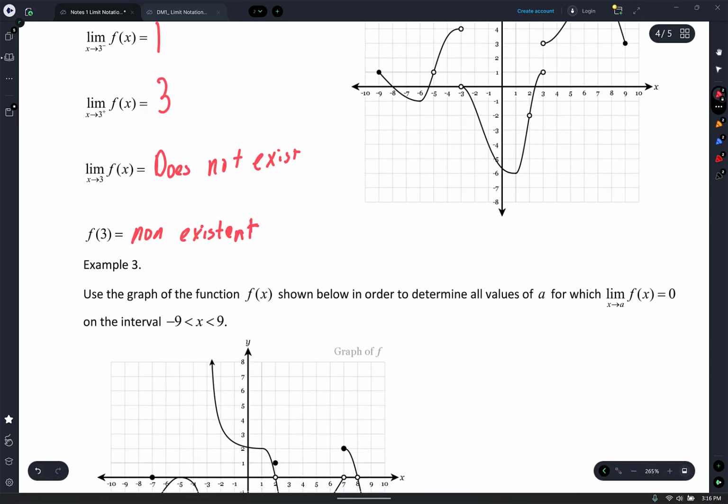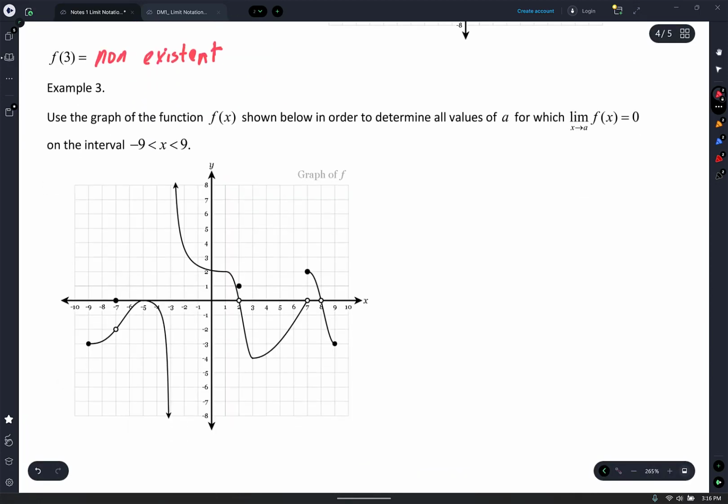All right, example 3. So here we go. It says use the graph of the function f of x shown below in order to determine all values of a for which the limit as x approaches a of f of x equals 0. So they want me to figure out what the a is between -9 and 9. You guys ready? Don't worry, we're going to go slow.